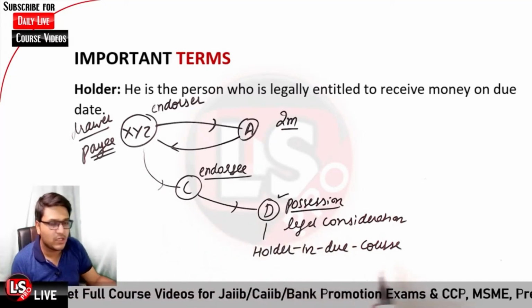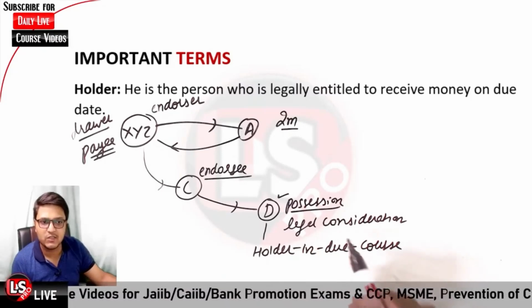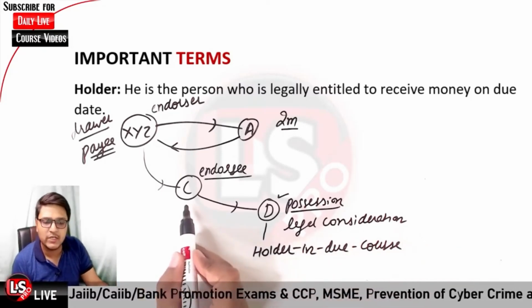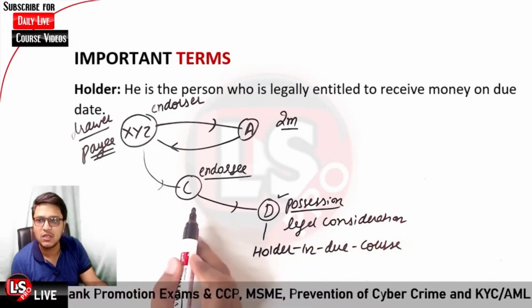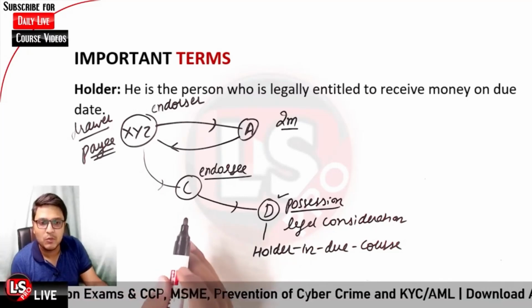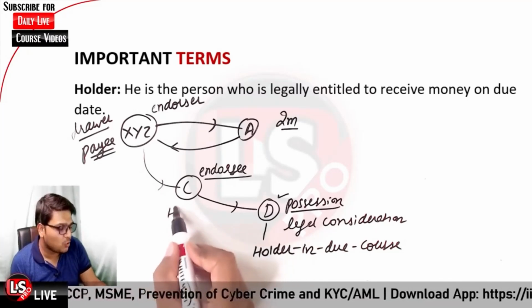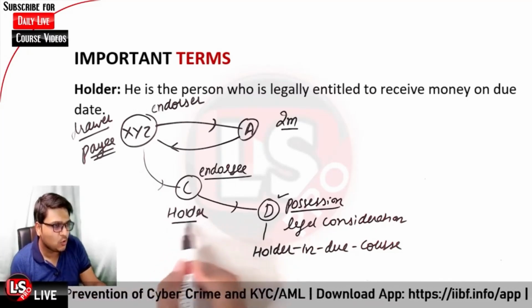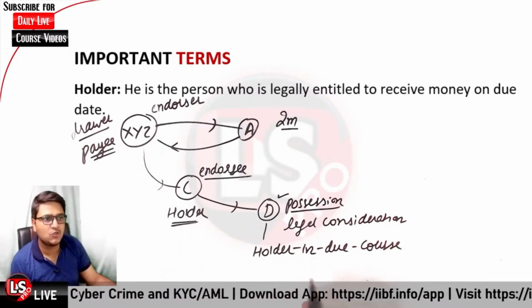So D is holder in due course because he has the possession and there was legal consideration. But C was also entitled to receive the payment, though he does not have possession of the instrument. So C is the holder over here, and further D is the holder in due course.